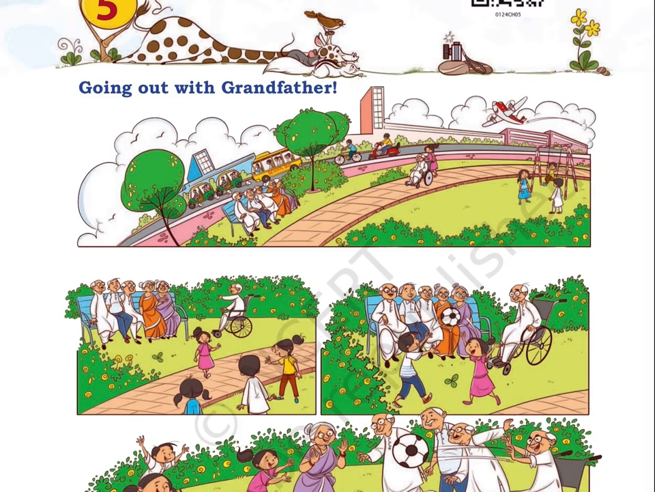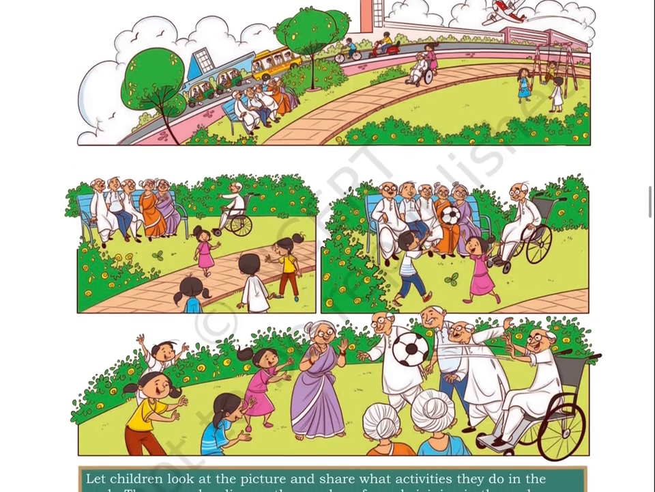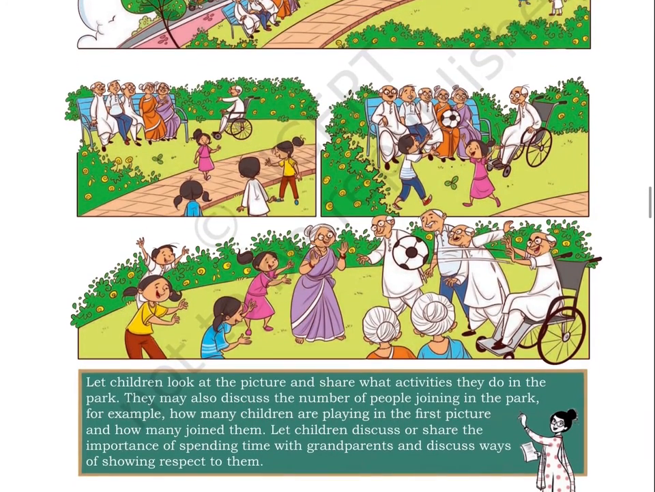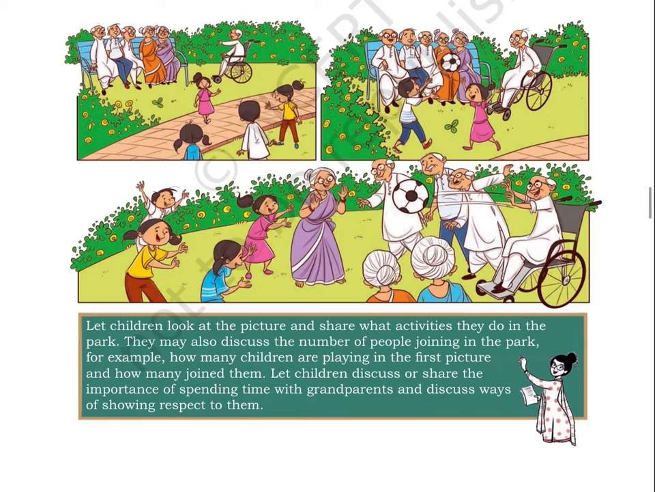In the second picture, the grandfather is talking to few people who are sitting on the bench. In the third picture, we can observe that everyone is looking at two children who are playing with a football. In the last picture, everyone, including the grandfather who was sitting on a wheelchair, is playing football with the kids. They are all having fun.